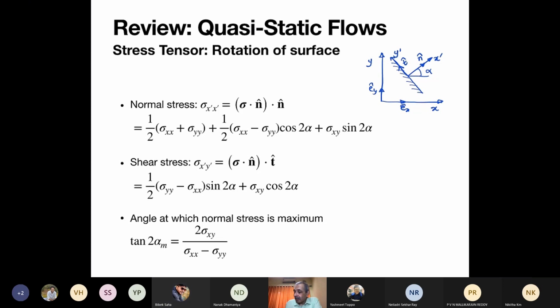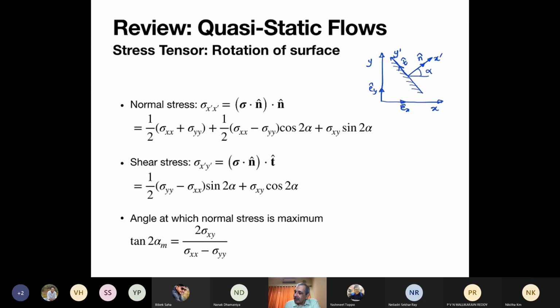We're just reviewing what we did last time. So we just want to know, supposing instead of this coordinate system, in this coordinate system, what would be the stress? So if you want to calculate sigma x prime, the unit vector in the direction x prime is n. So you do sigma dot n, and this we saw comes out to be like this. And similarly, we can calculate the shear stress, sigma dot n dot t. T is now in the direction y prime, and there we got this.